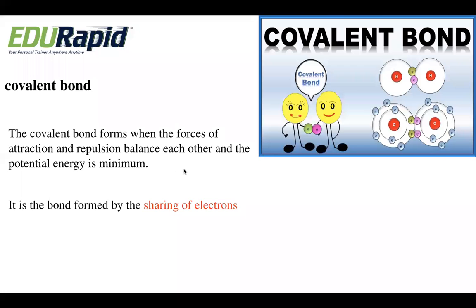You can see the picture here. There are two atoms, hydrogen and hydrogen. Each hydrogen is donating one electron, so they are sharing. There is no complete transfer of an electron from either atom. They are sharing with each other, and such a bond is called a covalent bond.